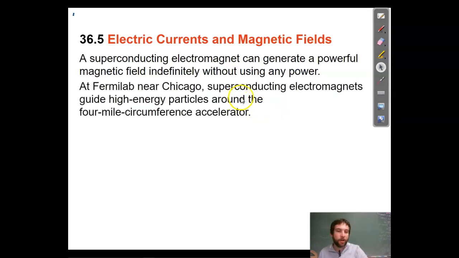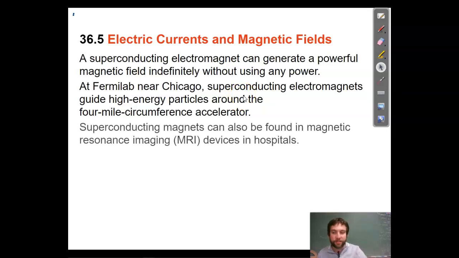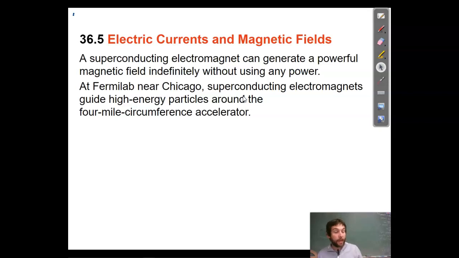Crazy. At Fermilab near Chicago, superconducting electromagnets guide high-energy particles around the 4-mile circumference accelerator. This is a particle accelerator, and what physicists have done is used these superconducting electromagnets, and they speed up these protons and or electrons and a positron, because an electron is going to be forced to move in the presence of a strong magnetic field. So when they do this, they're able to speed up the electron to near the speed of light.